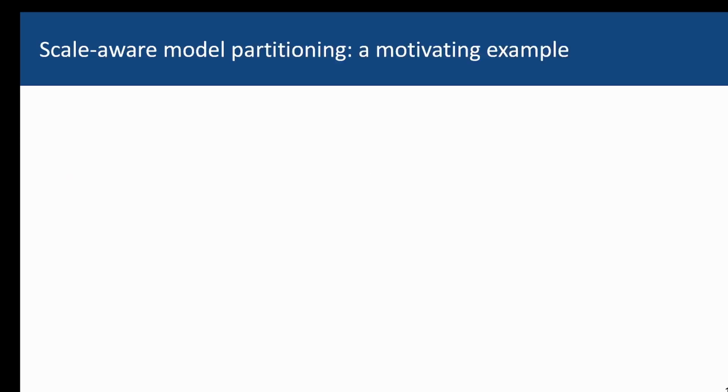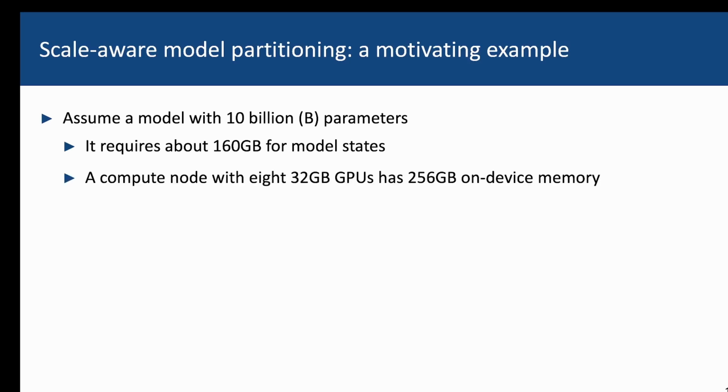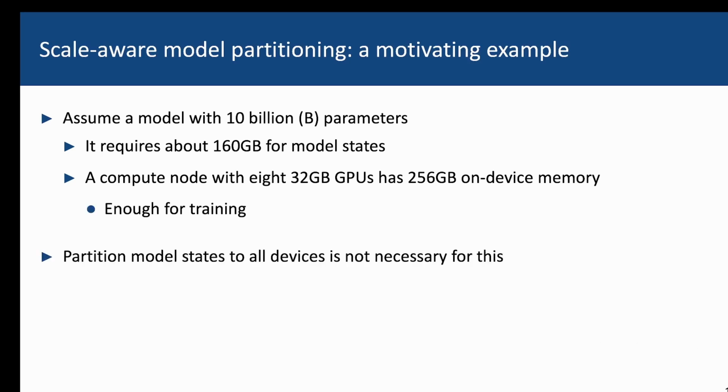Here we give a motivating example for scale-aware model partitioning. Assume we have a model with 10 billion parameters. Training using the Adam optimizer requires about 160 GB memory for holding the model states. A node with 8 GPUs with 32 GB on each GPU can have 256 GB memory in total, which is enough for training the model. Thus, it is not necessary to partition the model state to all devices for certain models.